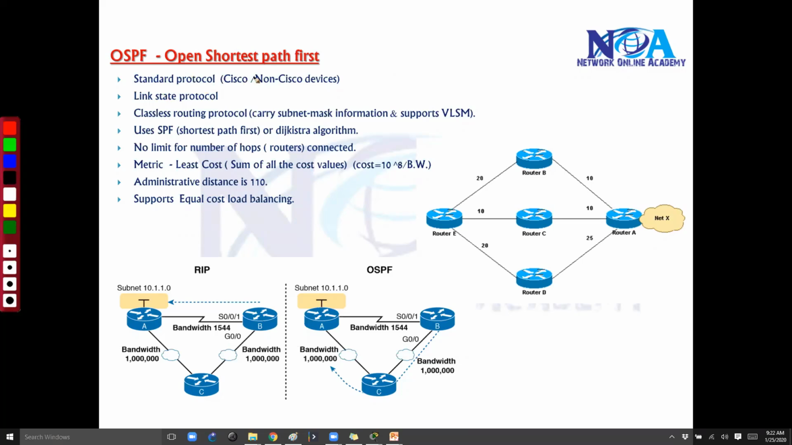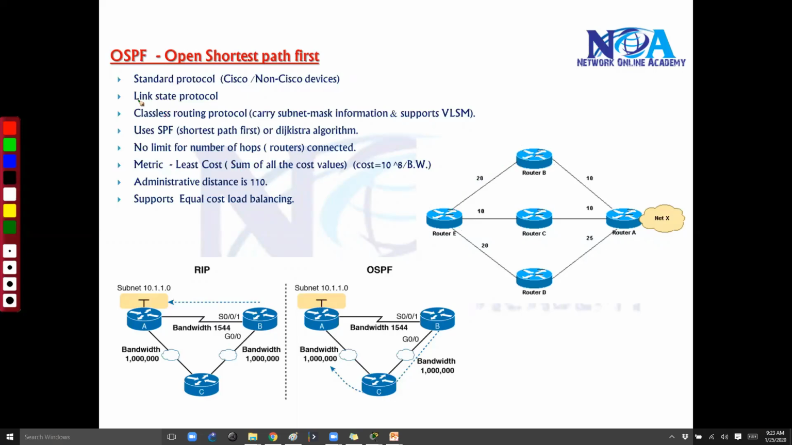Now, the main reason OSPF is commonly used is that it is a standard protocol, which means you can run this protocol on any Cisco or non-Cisco devices. So whether you are running a Cisco router, a Juniper router, or any other vendor's router, you can run this protocol and enable dynamic routing between them.